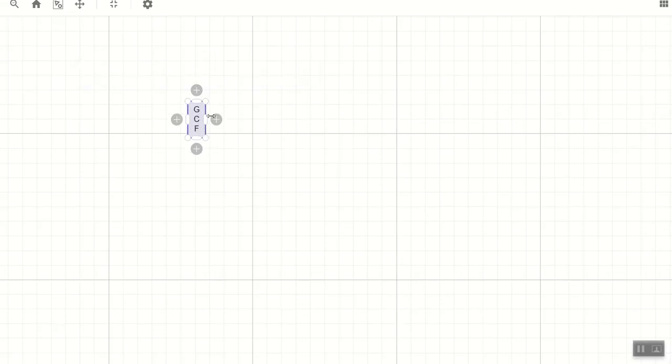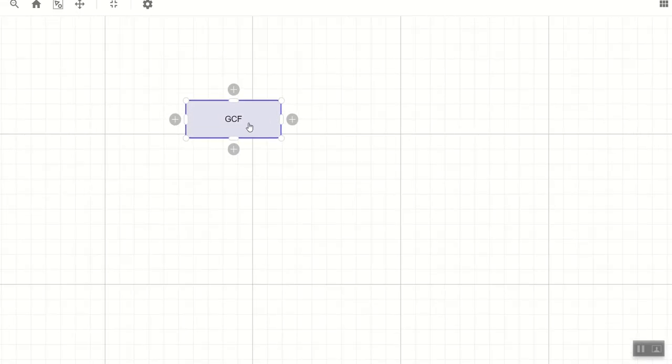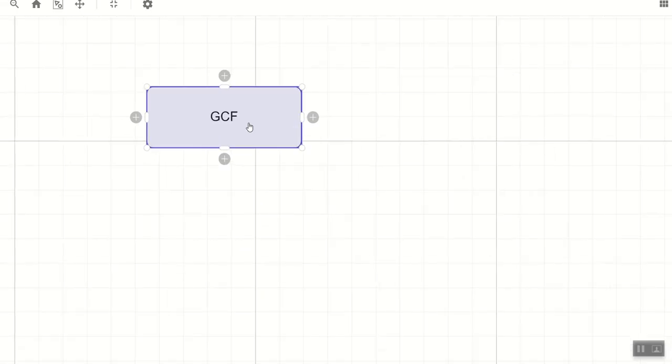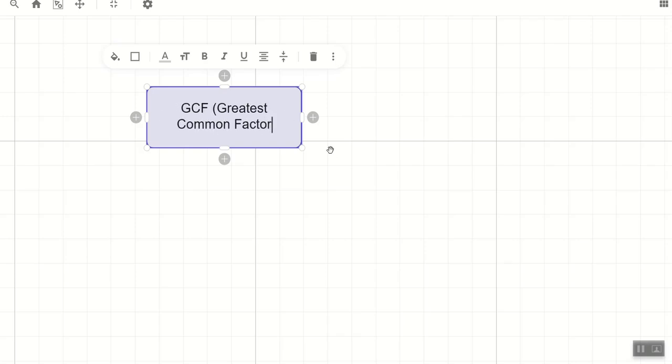We're always going to start with this. And what are we starting with? What does GCF stand for? Greatest common factor. Okay. What we are building right now is essentially just the roadmap that one would take for factoring stuff.